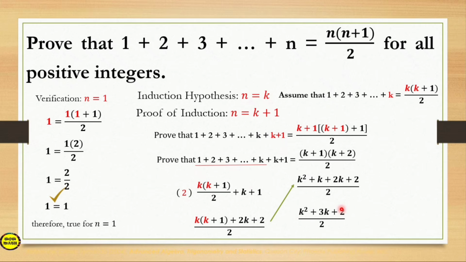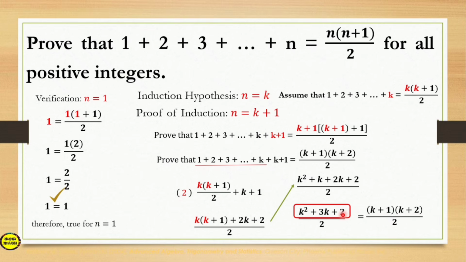So, kung babalikan natin class yung topics nyo about factoring, ang pinakamadaling paraan para ma-check natin na tama ang sagot natin ay gagamitin natin yung factoring. So, kapag binalikan natin yun class, ang factor ng k squared plus 3k plus 2 ay equal sa k plus 1 times k plus 2 all over 2.